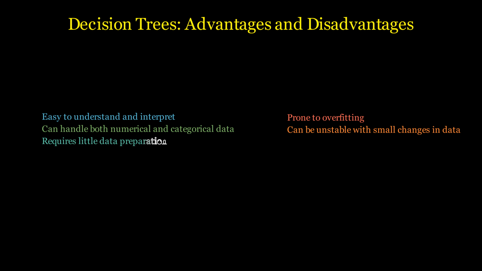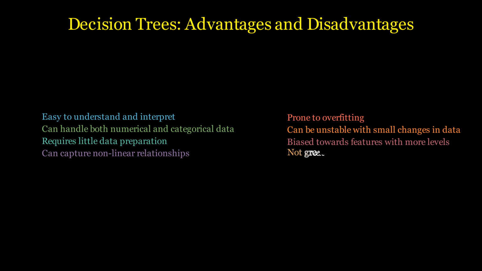Decision trees also require little data preparation compared to other algorithms. For example, they don't need feature scaling. Additionally, decision trees are biased towards features with more levels or categories, which can affect the splits. Finally, decision trees can capture nonlinear relationships between features, which is useful for complex datasets. Lastly, they are not great for extrapolation, meaning they may perform poorly on data outside the range of the training set.